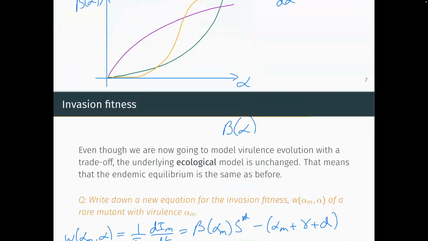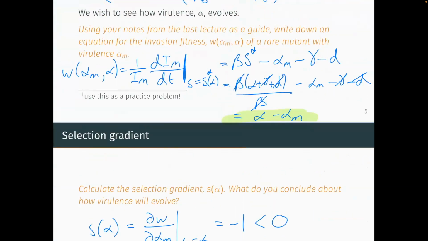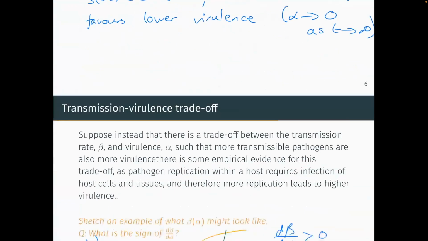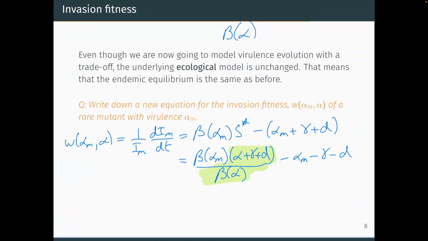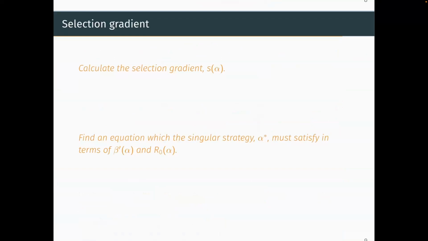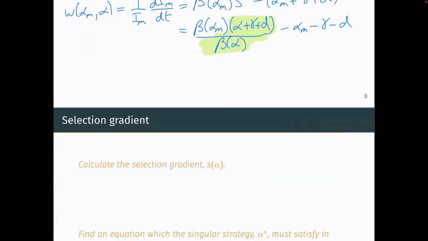Previously we were able to reduce this a lot, down to just alpha minus alpha_m. This point here is as far as we can go. This is because of this trade-off. Before we didn't have this trade-off, and those betas cancelled because they were the same thing. Now they're not the same thing. Because they cancelled before, we then lost the gammas and the d's as well. So we can see already that this trade-off has changed the invasion fitness, and therefore is going to change our selection gradient. So again, a bit more practice.